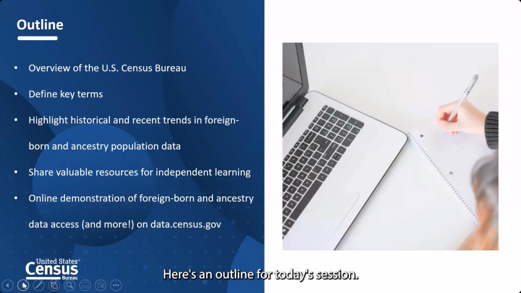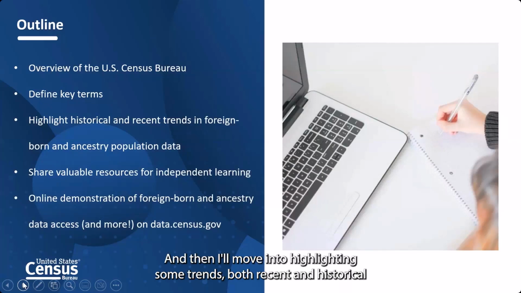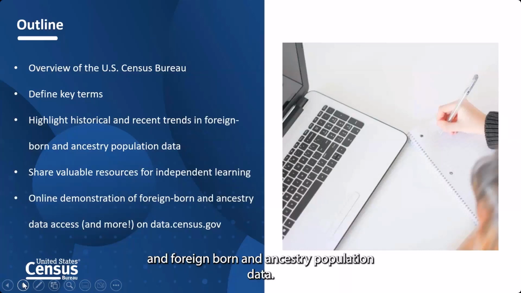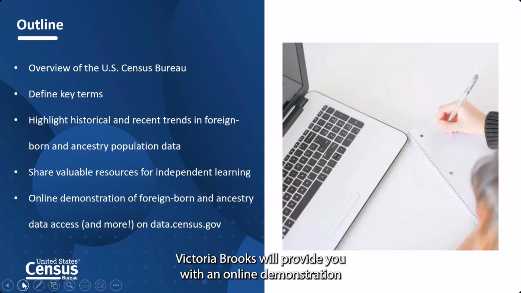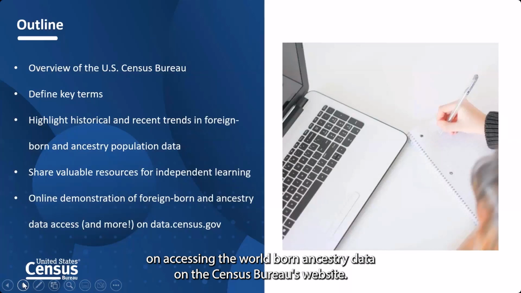Here's an outline for today's session. I'll begin with an overview of the U.S. Census Bureau. I'll define key terms, and then I'll move into highlighting some trends, both recent and historical, in foreign-born and ancestry population data. Next, I'll share some key resources for further research and independent learning. In the second part of today's session, Victoria Brooks will provide you with an online demonstration on accessing the foreign-born and ancestry data on the Census Bureau's website.